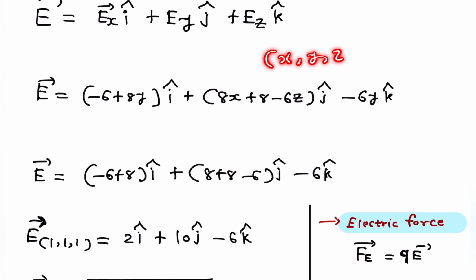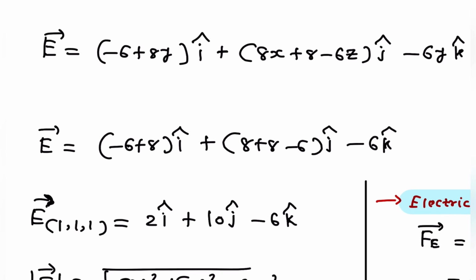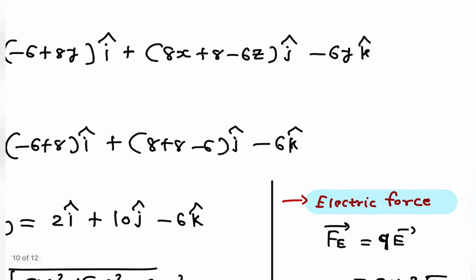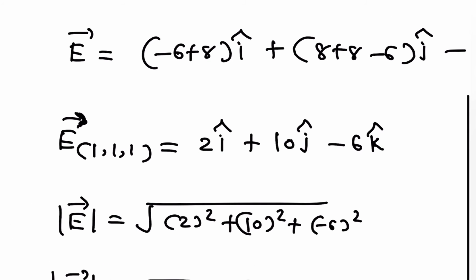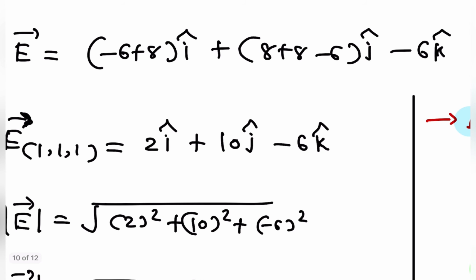Now put in place of x, y, z, which is already given in meters as 1, 1, 1. So in place of x, y, z, we take the value 1. So E is equal to minus 6 plus 8 i cap plus 8 plus 8 minus 6 j cap, and in place of x, y, z we put 1, minus 6 k cap. So finally, E at the point 1, 1, 1 is equal to 2 i cap plus 10 j cap minus 6 k cap.